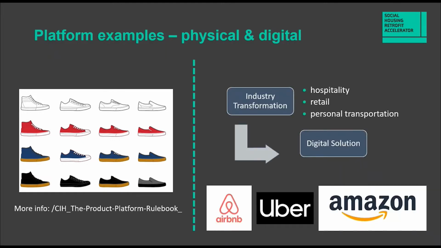On the right are examples of digital platforms. Whether it was Airbnb to hospitality, Amazon to retail, or Uber to personal transport, these sectors have been completely transformed by disruptive digital platform solutions. Digital transformation can be a catalyst to solving some of the issues our sector is facing. Housing and wider construction should take advantage of the benefits of platforms.